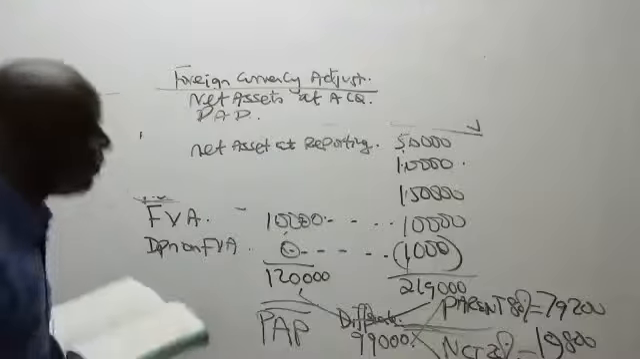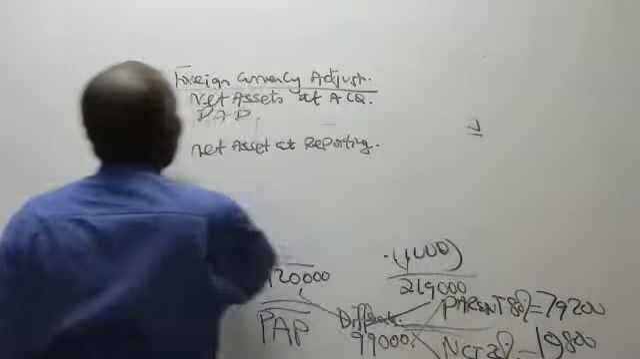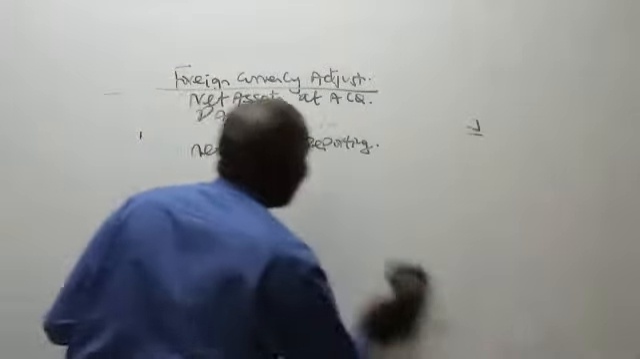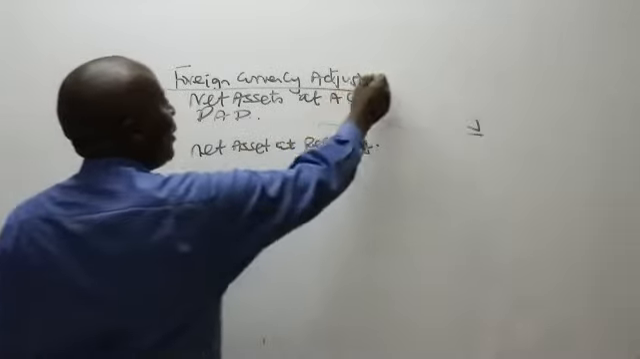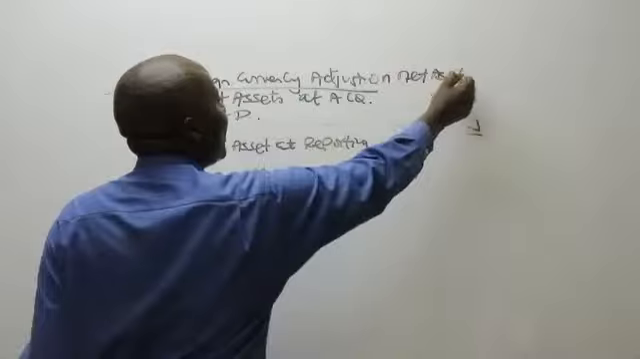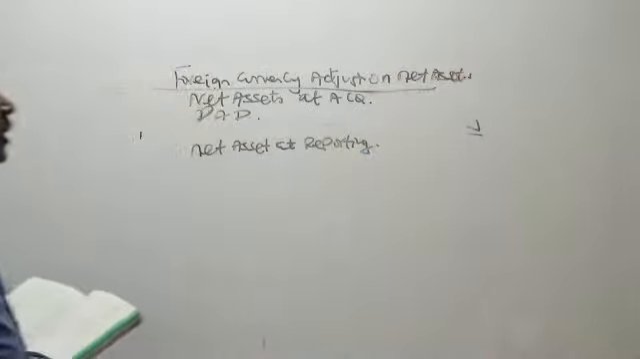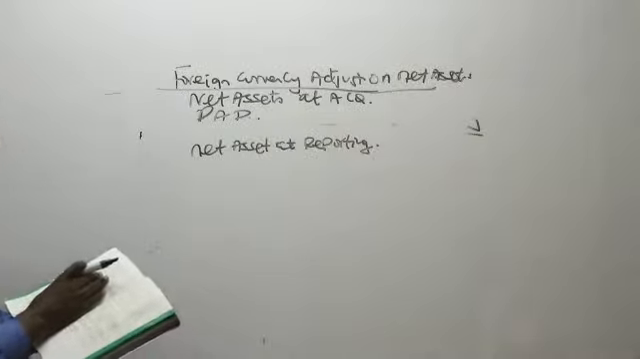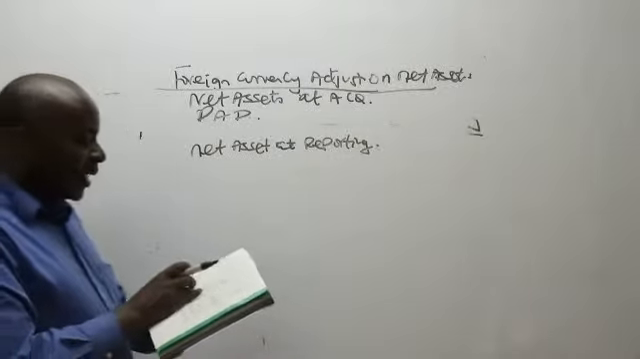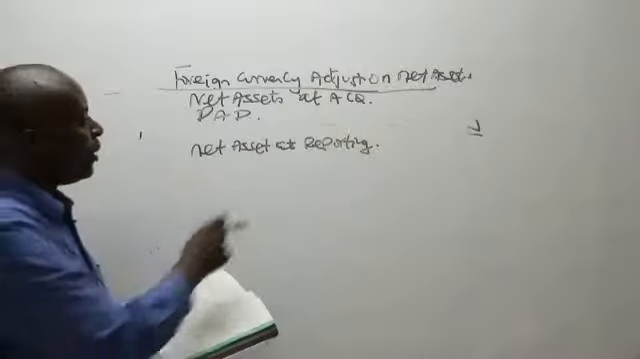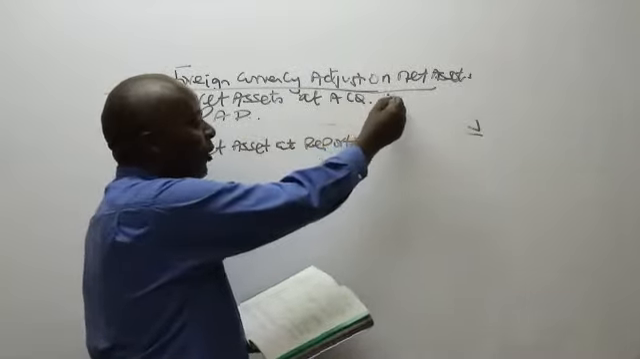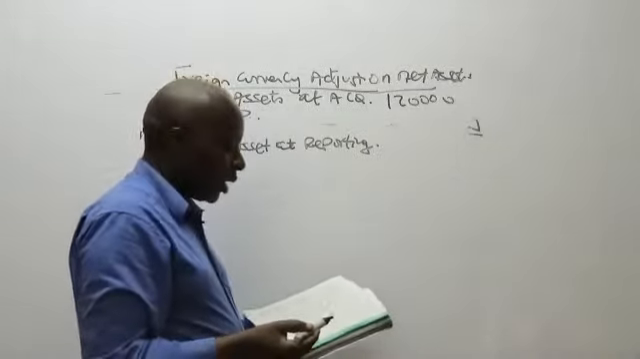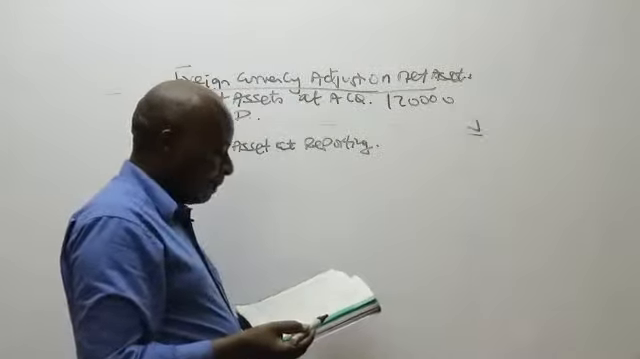Let me rub this. So we are doing the foreign currency adjustment on net assets. This is a new working. Very important working. So could you kindly remind me, what was the net asset at acquisition? Please give me the figure. What were you getting here? 120,000. How about the POP? What was the POP?